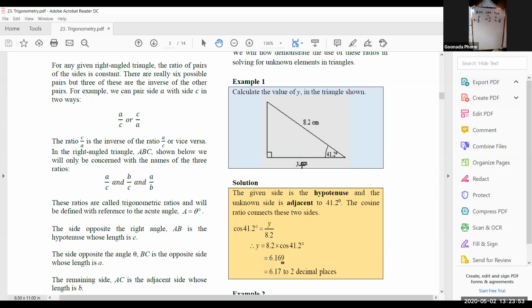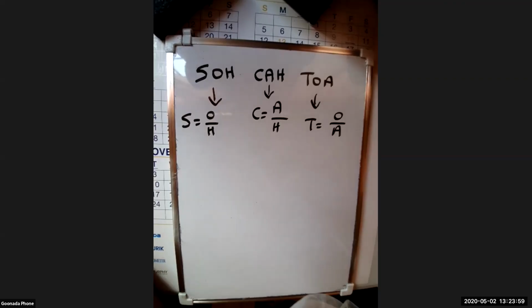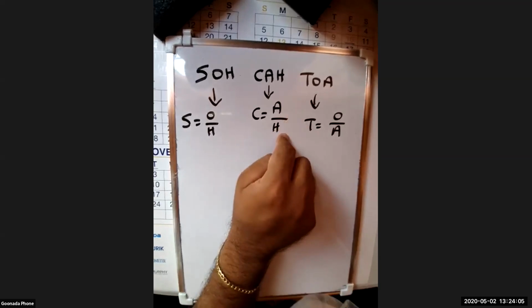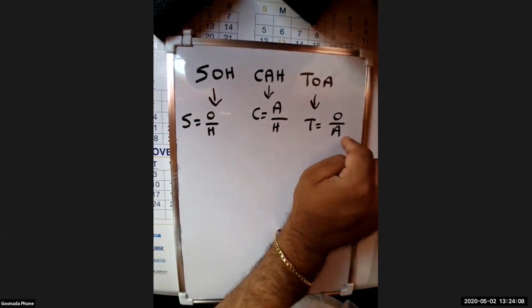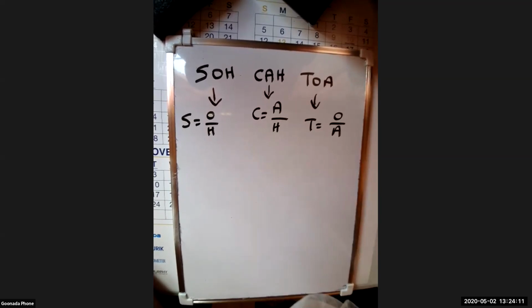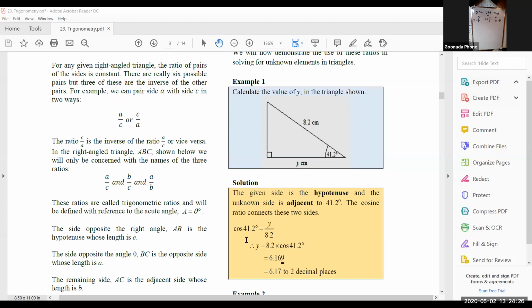So which one of these rules deals with hypotenuse and adjacent? This is opposite and hypotenuse. This is adjacent and hypotenuse. This is opposite and adjacent. So which one deals with hypotenuse and adjacent? Anybody? Yes, David, correct. Cosine. So hence the reason we are using cosine. And remember, the formula is cos theta, and in this case theta is 41.2, equal to y over 8.2.